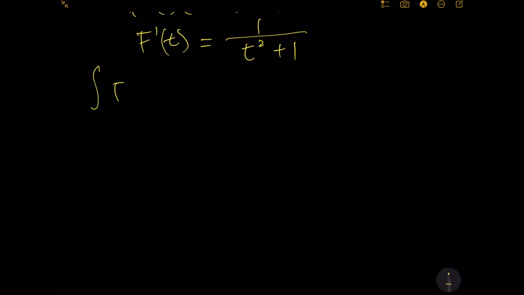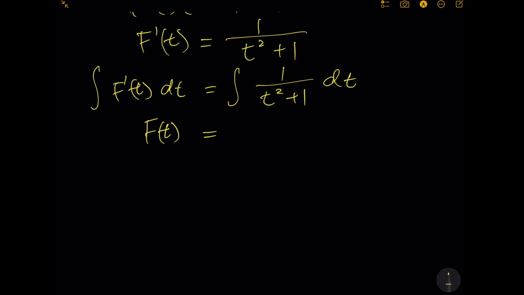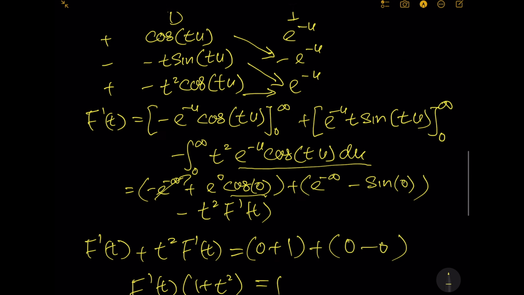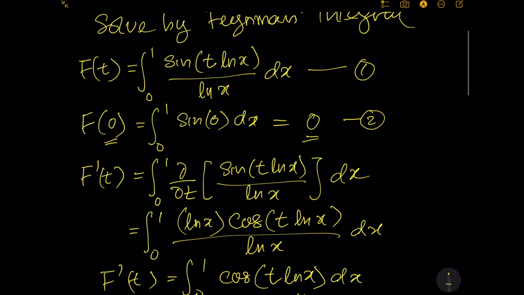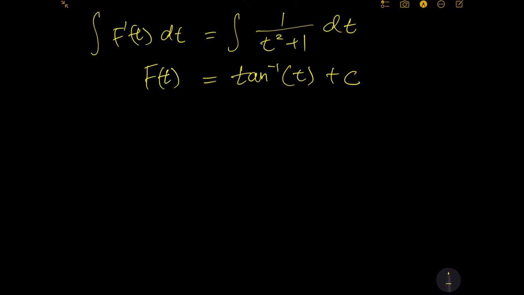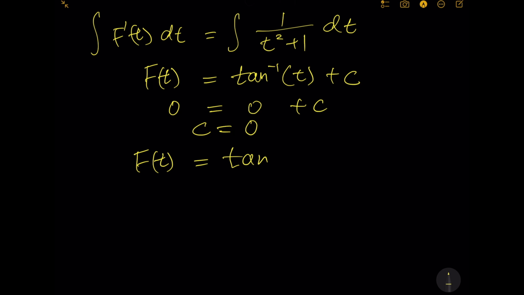Next, let's integrate with respect to t on both the left hand side and right hand side. We have f(t) equals inverse tangent t plus a constant c. At the beginning of this video, we already found that f(0) equals 0. From here, we can find the value of the constant c, which equals 0. Now we have f(t) equals inverse tangent t, and we label it as equation 3.